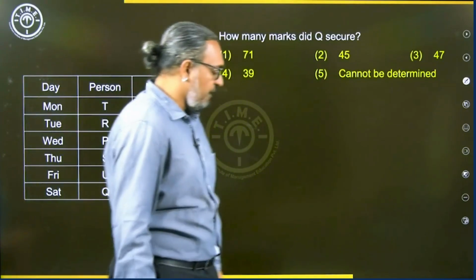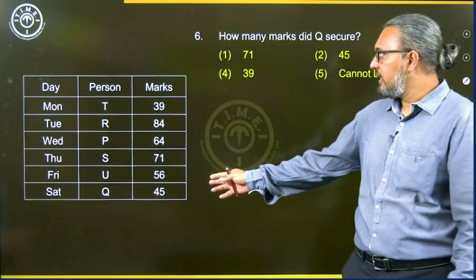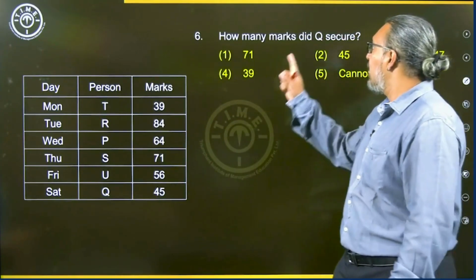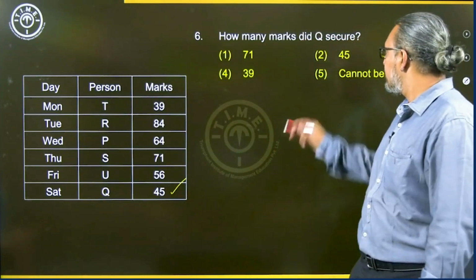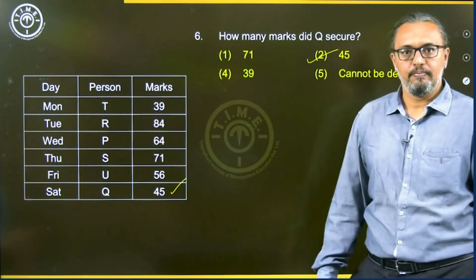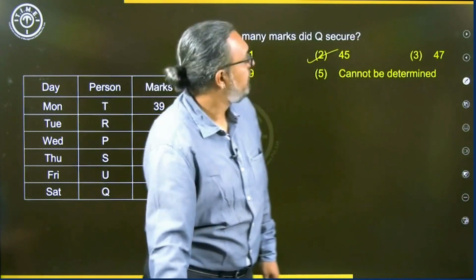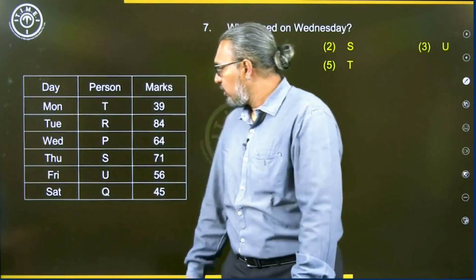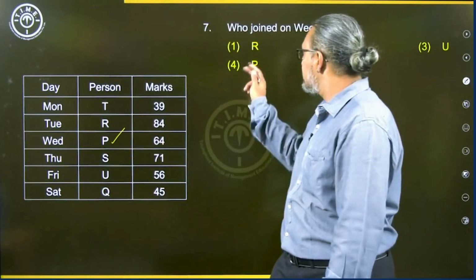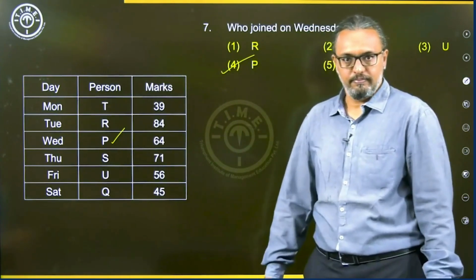So I have the arrangement here. Let's take the questions. It says how many marks did Q secure? Q secured how many marks? 45, and that is there in choice 2. Okay. Then who joined on a Wednesday? Check who joined on a Wednesday? P, and P is there in 4th option.